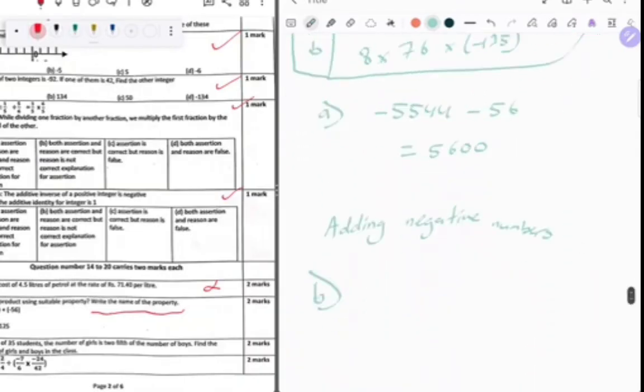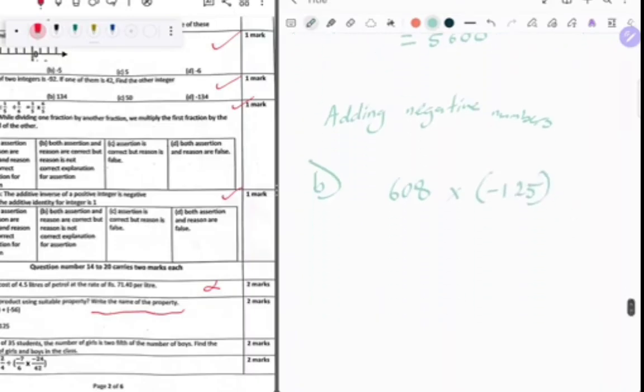Okay, now B. Now let's go to B. I'm doing 8 times 76. Or let's do this one first. 8 times 76 is 608. So this one is times minus 125.